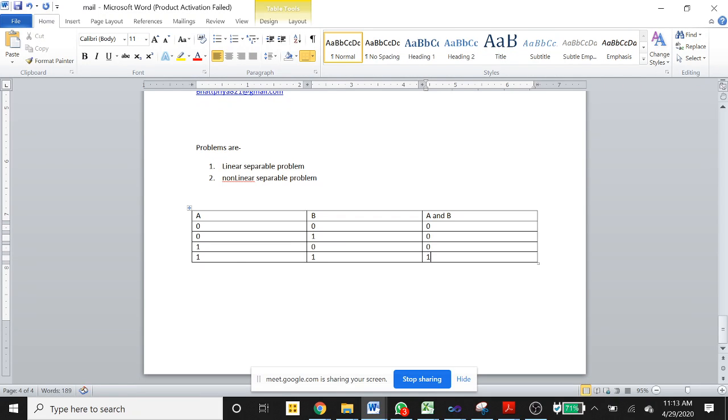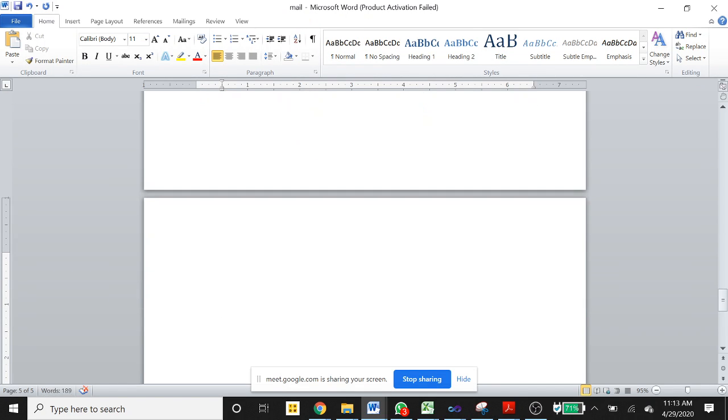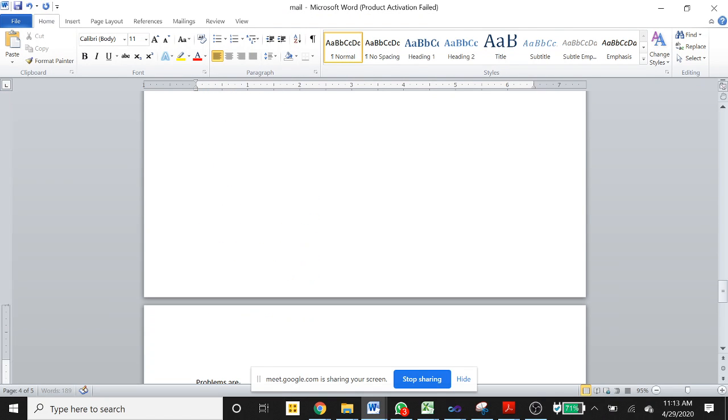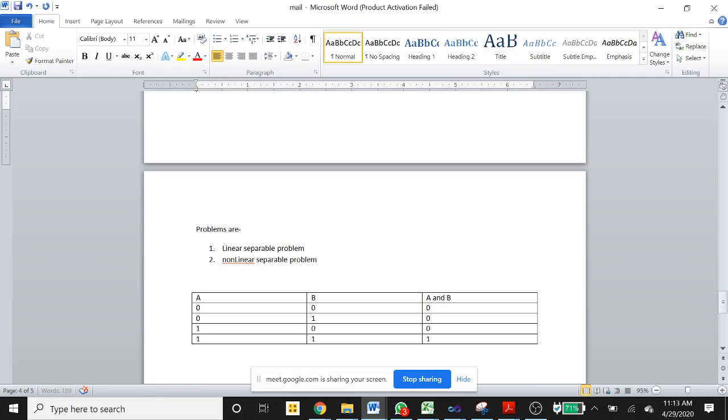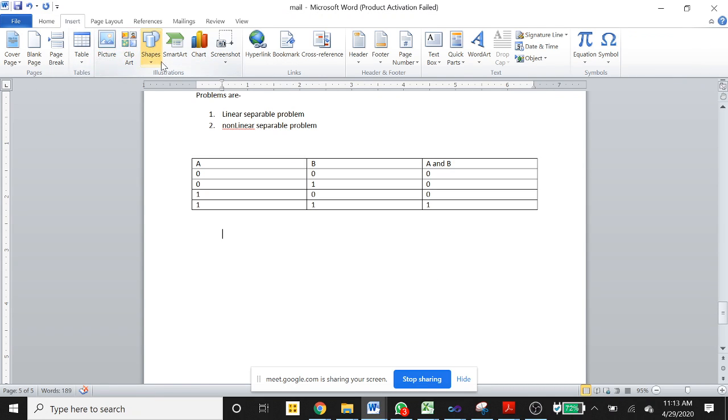Okay, now we want to plot that output. We have to get into the next page. When you plot that output, you can linearly separate it like this.